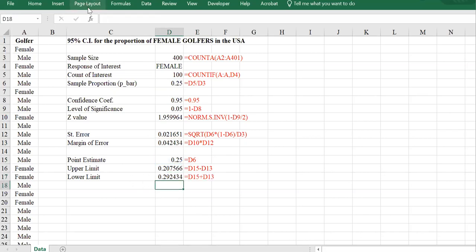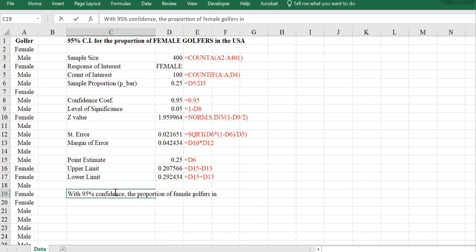All right, so now we have the 95% confidence interval for the proportion of female golfers in the United States, right? So now I'm not done yet, so I should say with 95% confidence, the proportion of female golfers in the United States, in the country, is between almost 21% and 29%, 20.7% and 29.2%.